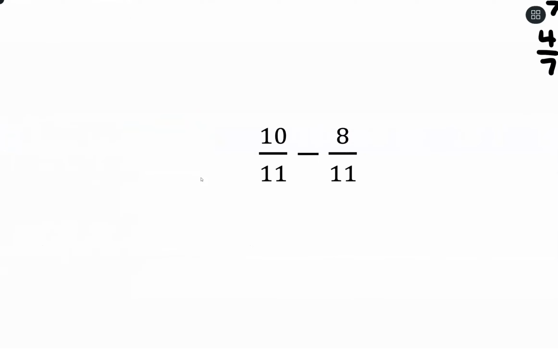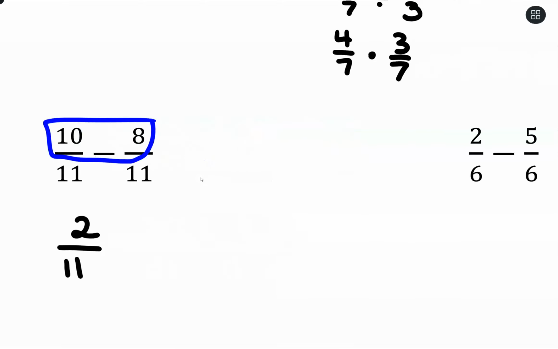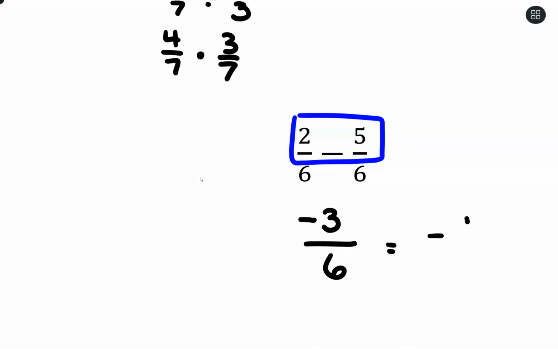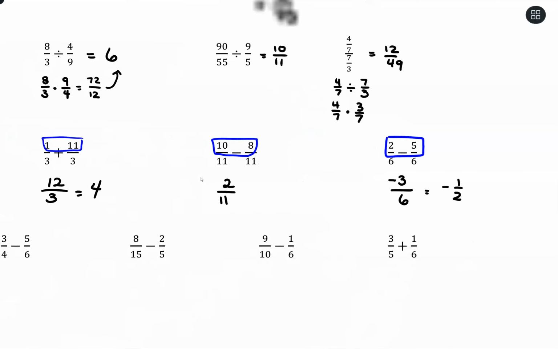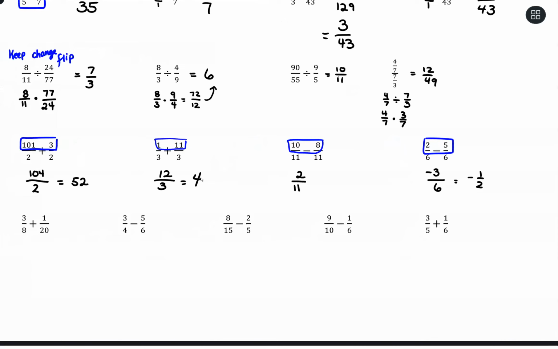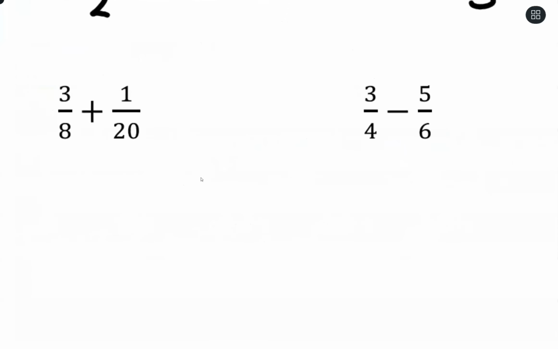10/11 minus 8/11, so we would do 10 minus 8 in the numerator, so that would be 2, and then keep that common denominator of 11. All right, and 2 minus 5, so that's a -3 over 6, which is a -1/2. And we could have put those into the calculator as well, but with the common denominators, it's kind of nice to combine.